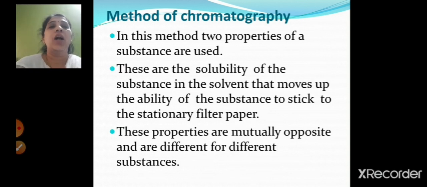In this method, two properties of a substance are used. These are the solubility of the substance in the solvent that moves up, and the ability of the substance to stick to the stationary filter paper. So these properties are mutually opposite and are different for different substances, right.